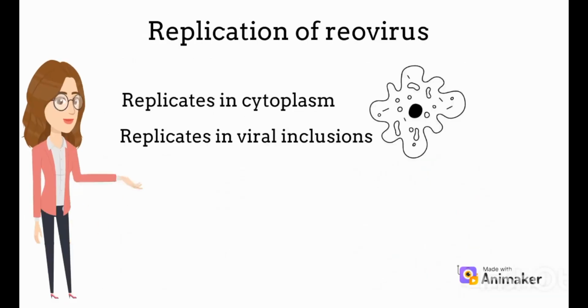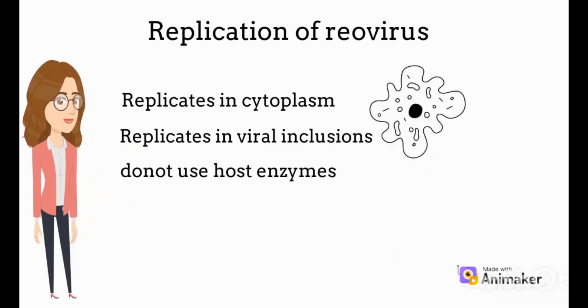Talk about its replication. Reovirus replicates in the cytoplasm of the host cell. They replicate in the cytoplasm by forming non-membranous cytoplasmic organelles called virus inclusions, where replication occurs. Reoviruses have all the enzymes and proteins they need for replication, and they do not use the cell's replication enzymes.